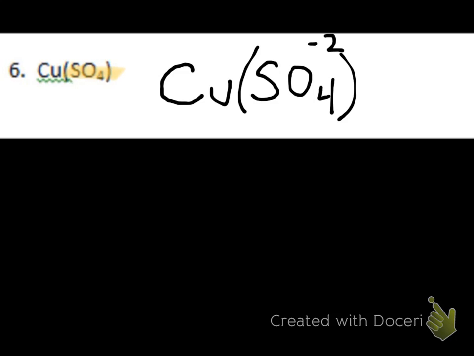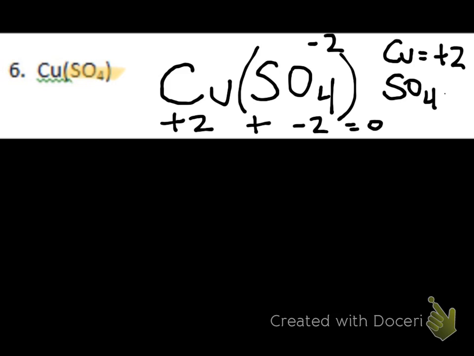So that minus 2 is for all of the SO4. If there's one SO4, and there's only one copper, and I know that these equal 0, the oxidation number of copper has to be plus 2. Plus 2 plus a minus 2 will equal 0 because there's one of each. They must be the same, just opposite charge. So there's my oxidation numbers. Copper is plus 2, and sulfate is minus 2.